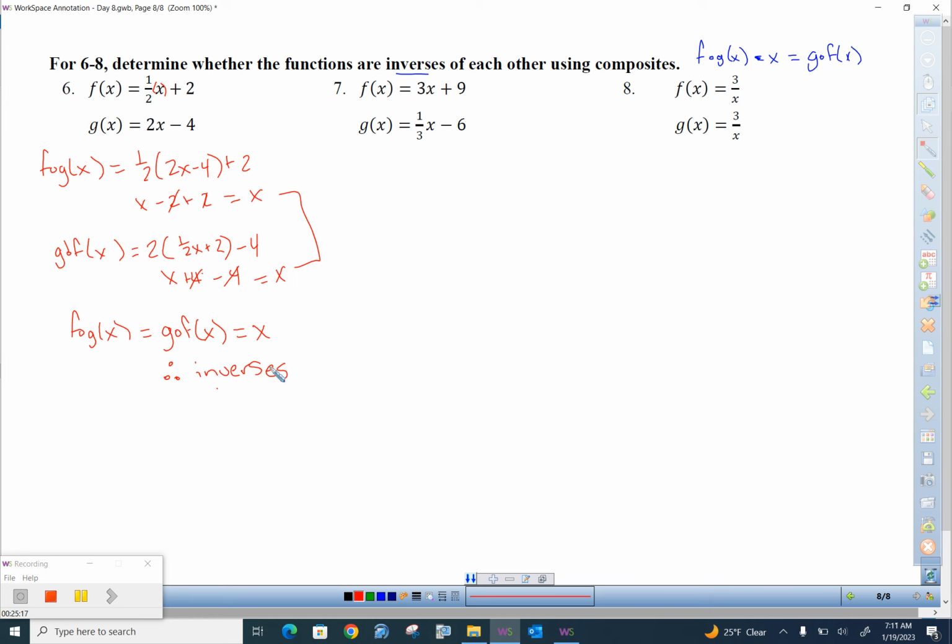Okay? If one of those things is not true, either this is not equal or the first one does not simplify to x, we're done. And we say that they're not inverses. Okay? So let's check out the next one.